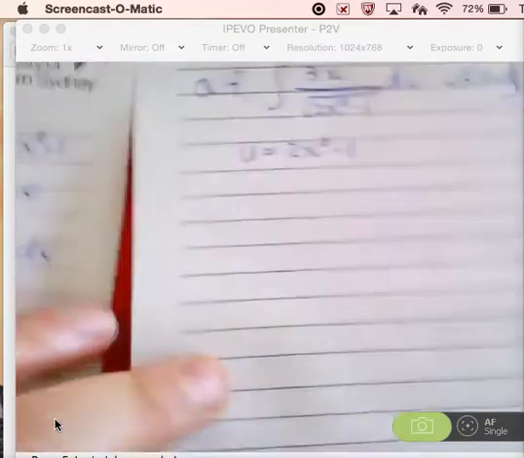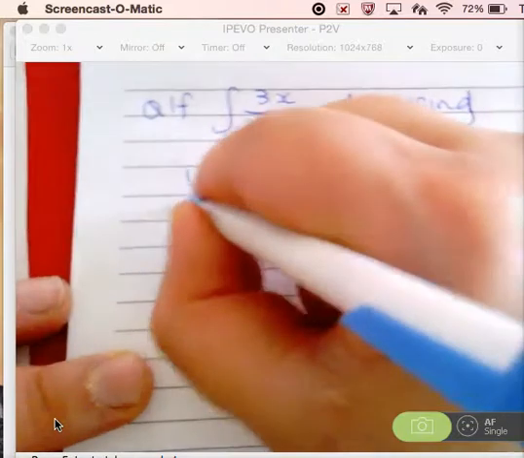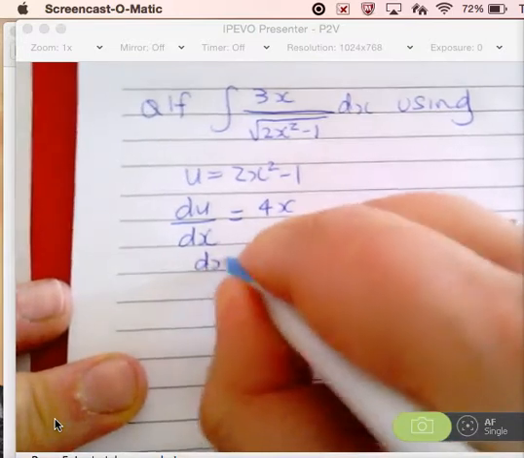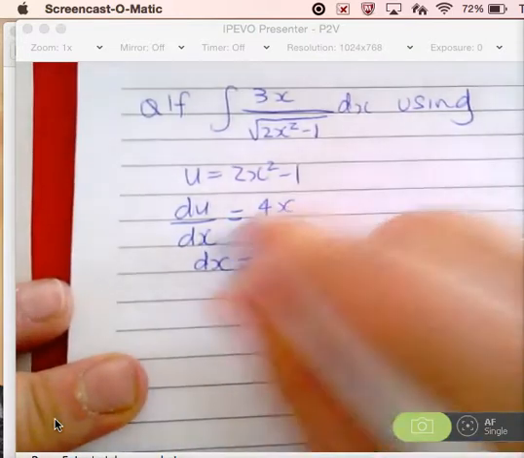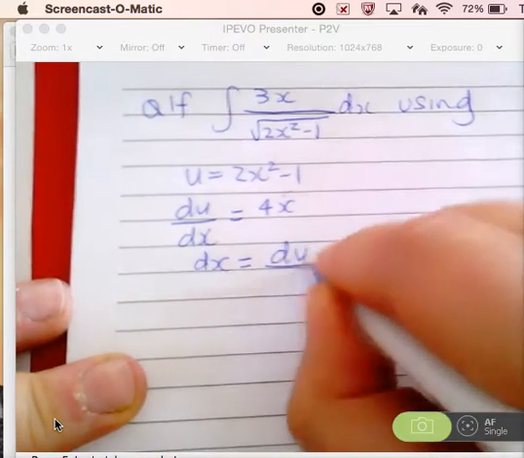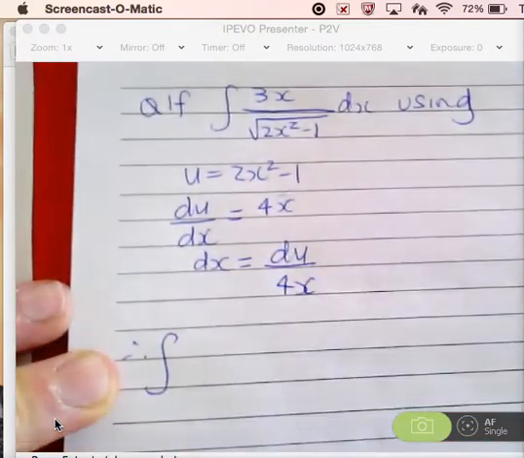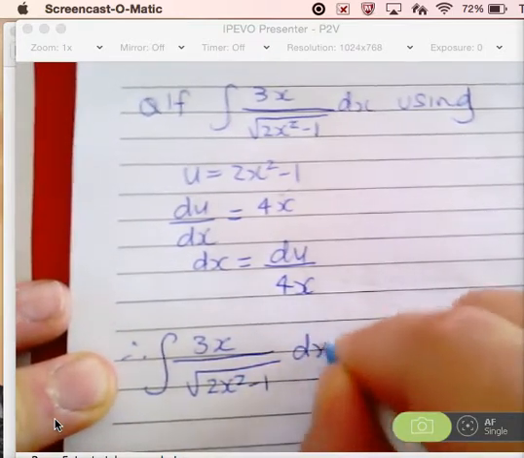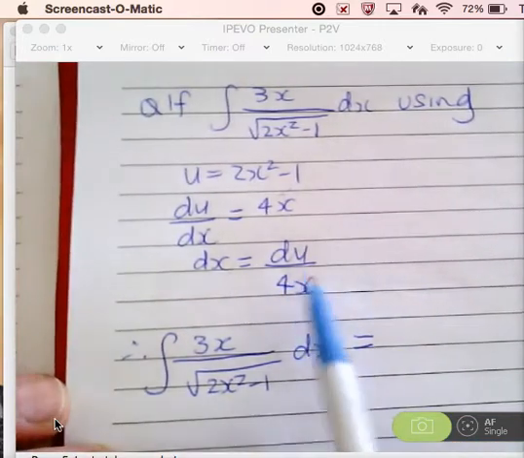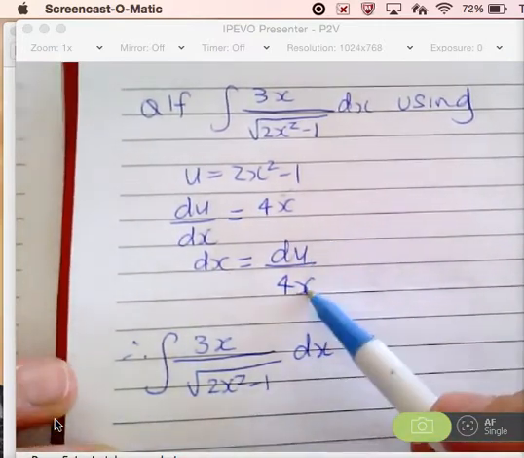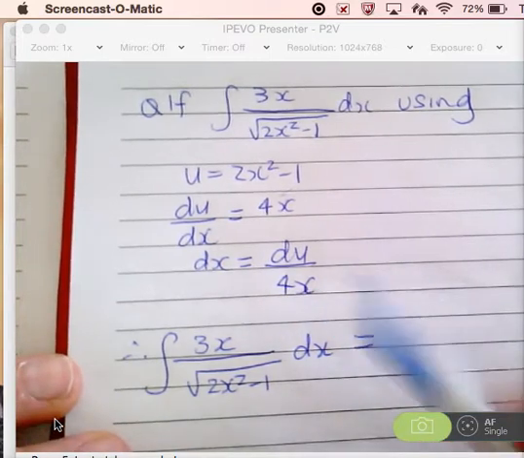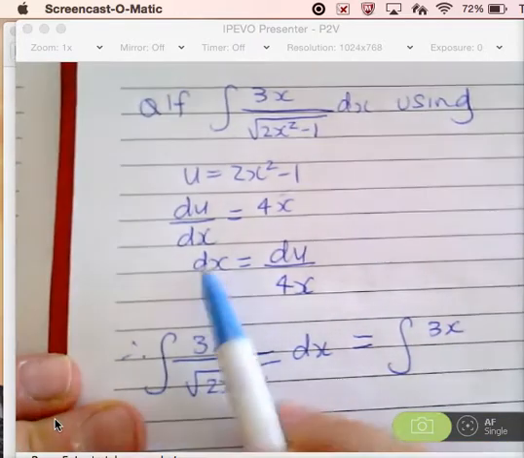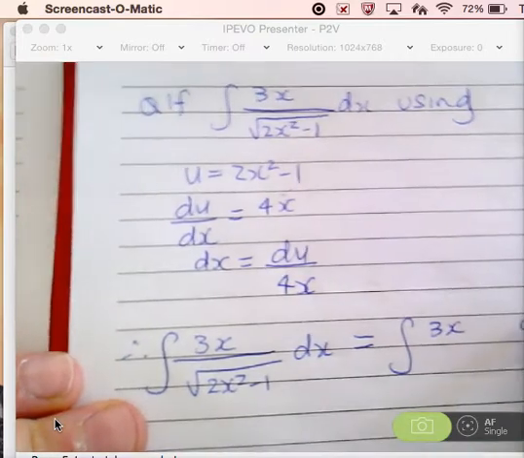Question 1F, integrating this. All right, we're going to do it another way. Du dx is 4x. So if you make dx the subject, du on 4x. No, you swap these. Yes, it's du on 4x, sorry. So therefore, the integral of 3x over 2x squared minus 1 dx is, you replace the dx with du on 4x, and there's our 3/4.